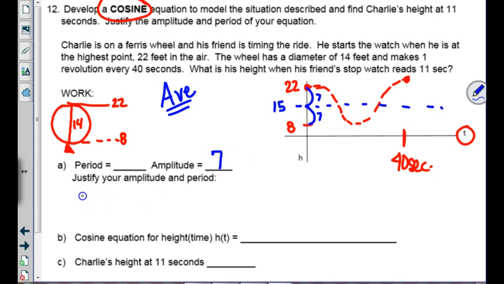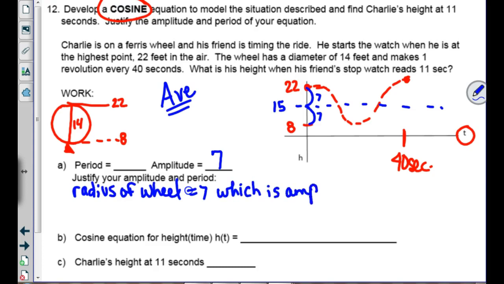And you could say the radius of the Ferris wheel equals 7, which is the amplitude. Or you could say 7 is how far above and below the midline he goes. That would be fine. All right, what is the period? Okay, and how can you justify that?